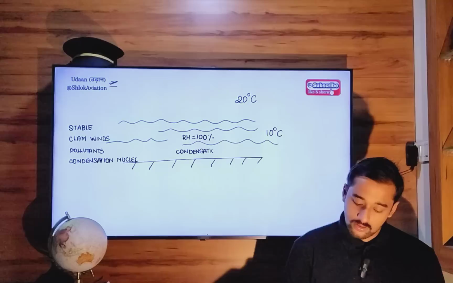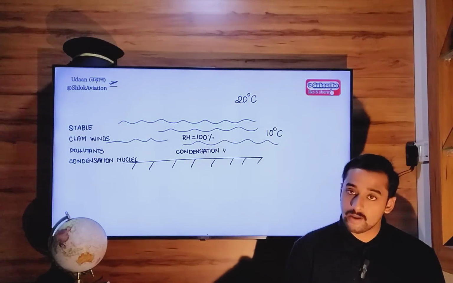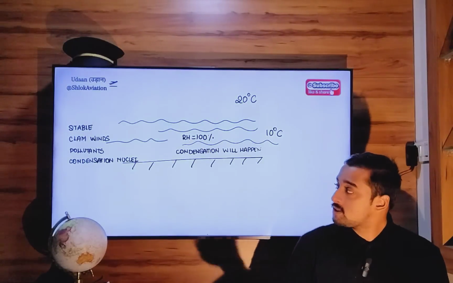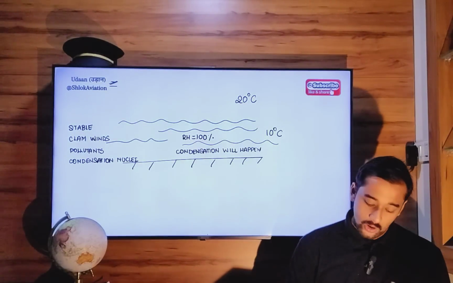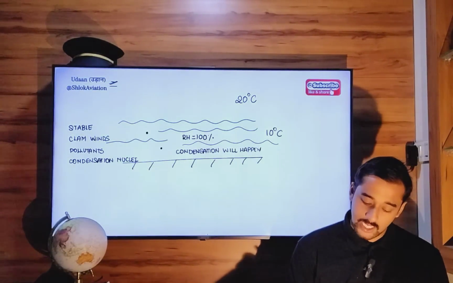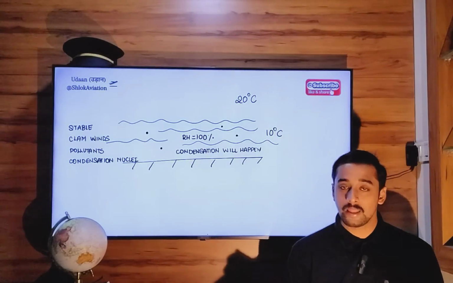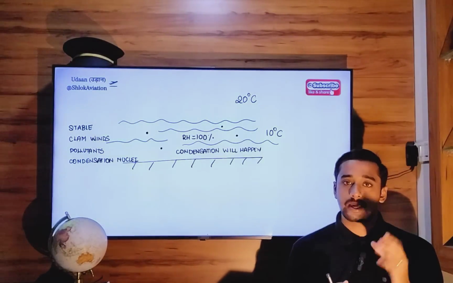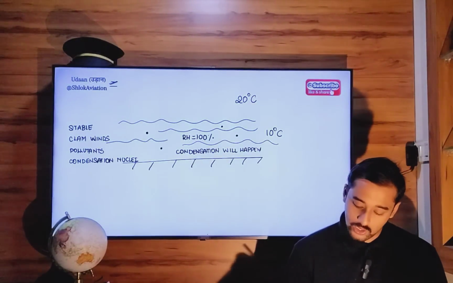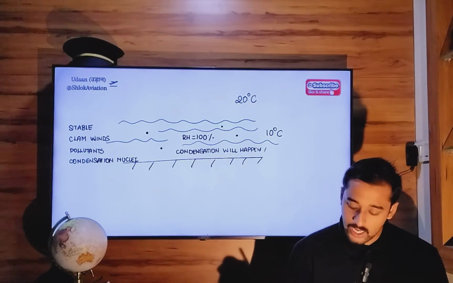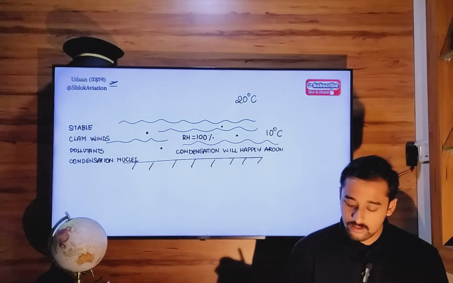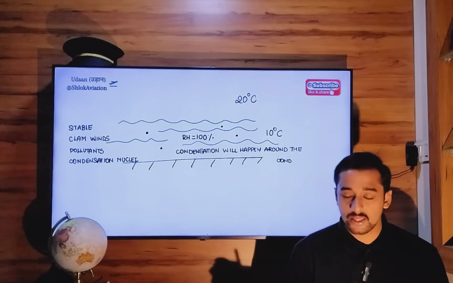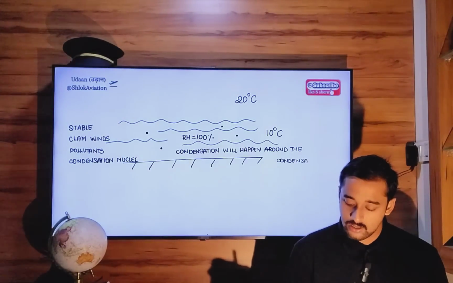That is, condensation will happen on this condensation nuclei, or whatever pollutants are trapped in this atmosphere, in this inversion layer. Water will start collecting around them, and condensation will happen. Gas will change into liquid. So condensation will happen around the condensation nuclei. Condensation nuclei are nothing but your pollutants.